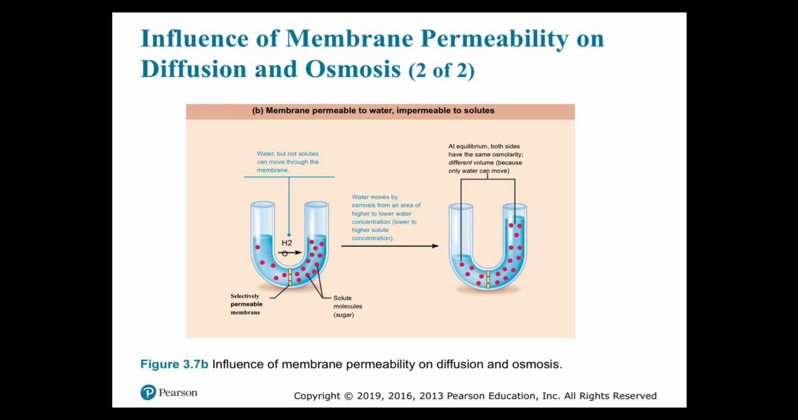So please note the membrane is permeable to water, but it is impermeable to solutes. So water, but not the solute, can move through the membrane from an area of high water concentration to an area of low water concentration, or an area of low solute concentration to an area of high solute concentration. And when water moves by osmosis from an area of higher to lower water concentration, then at equilibrium, both sides have the same osmolarity. However, the volume will be different because, remember, only water can move.